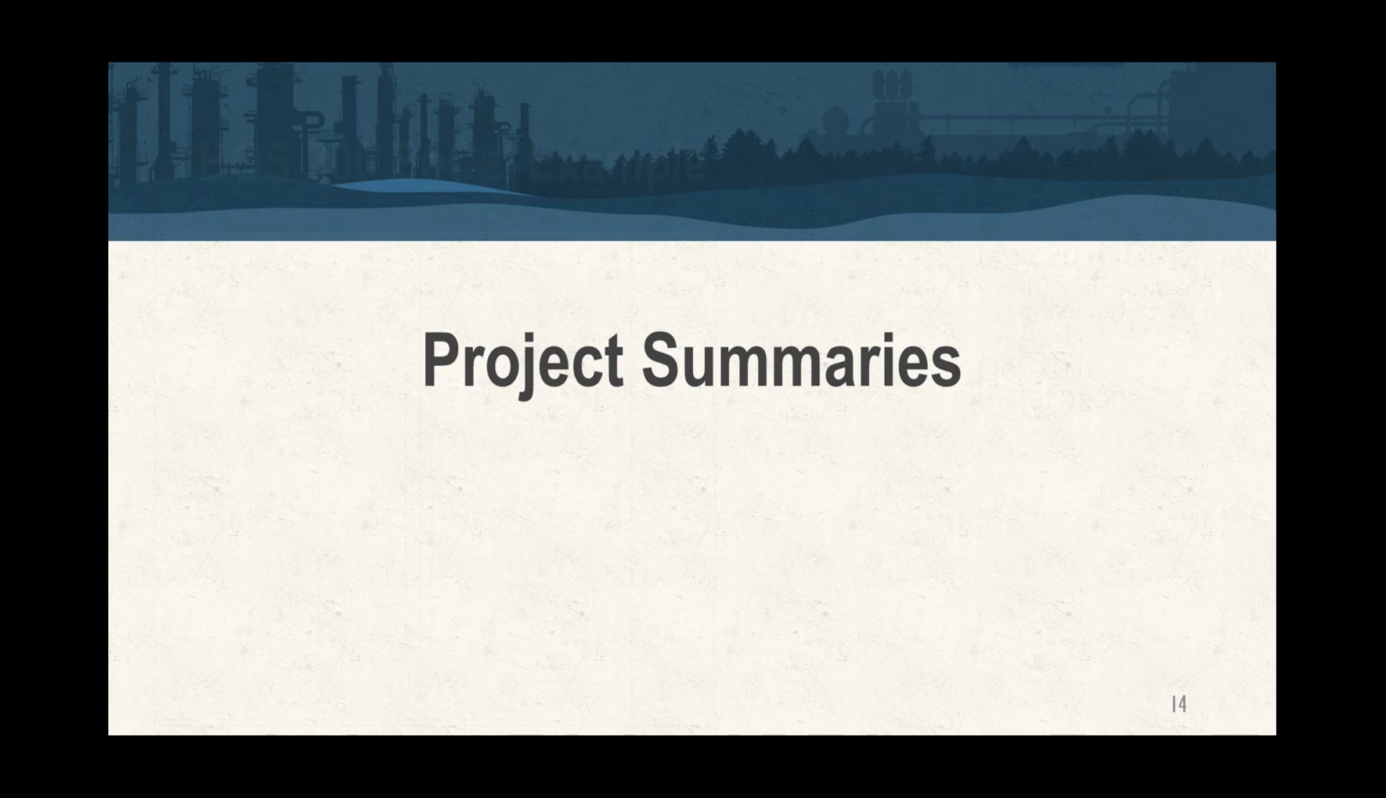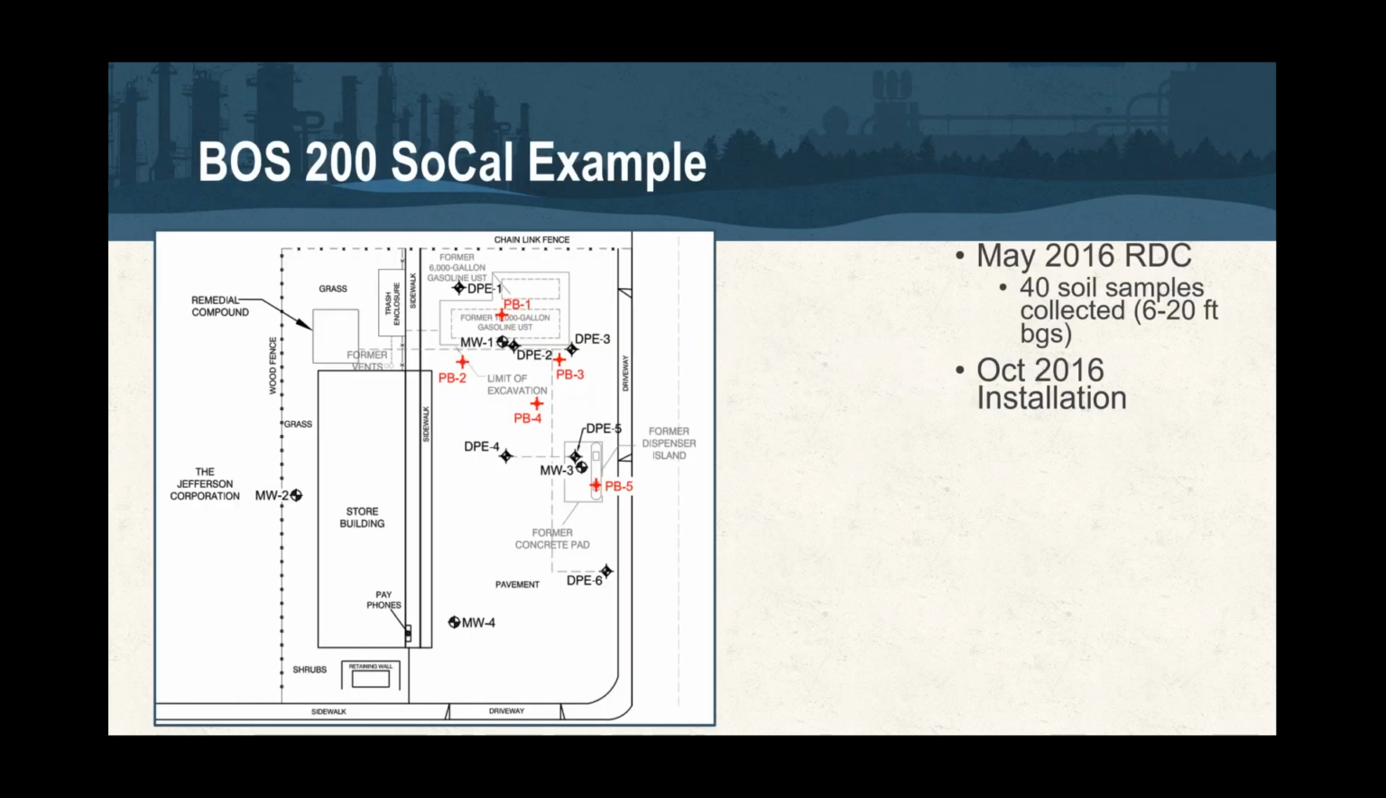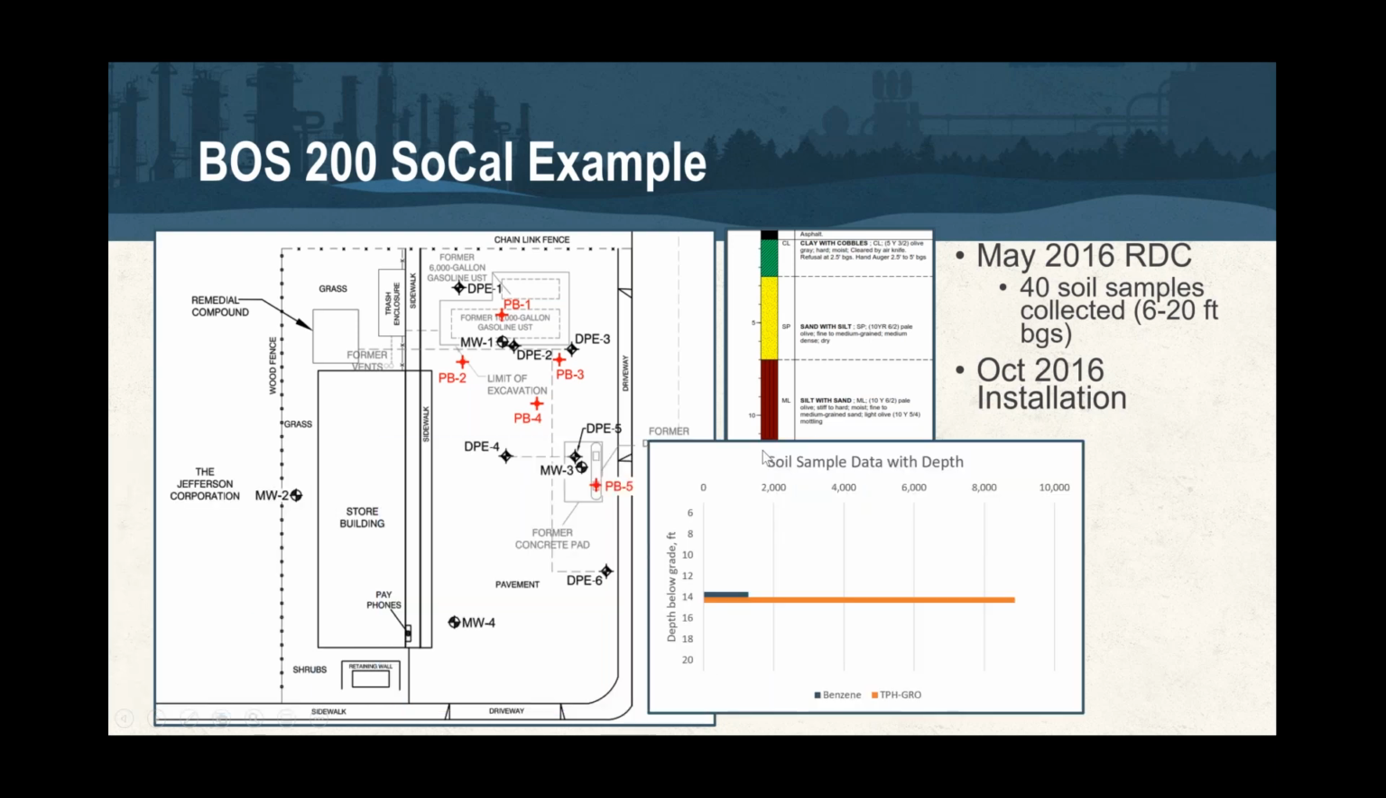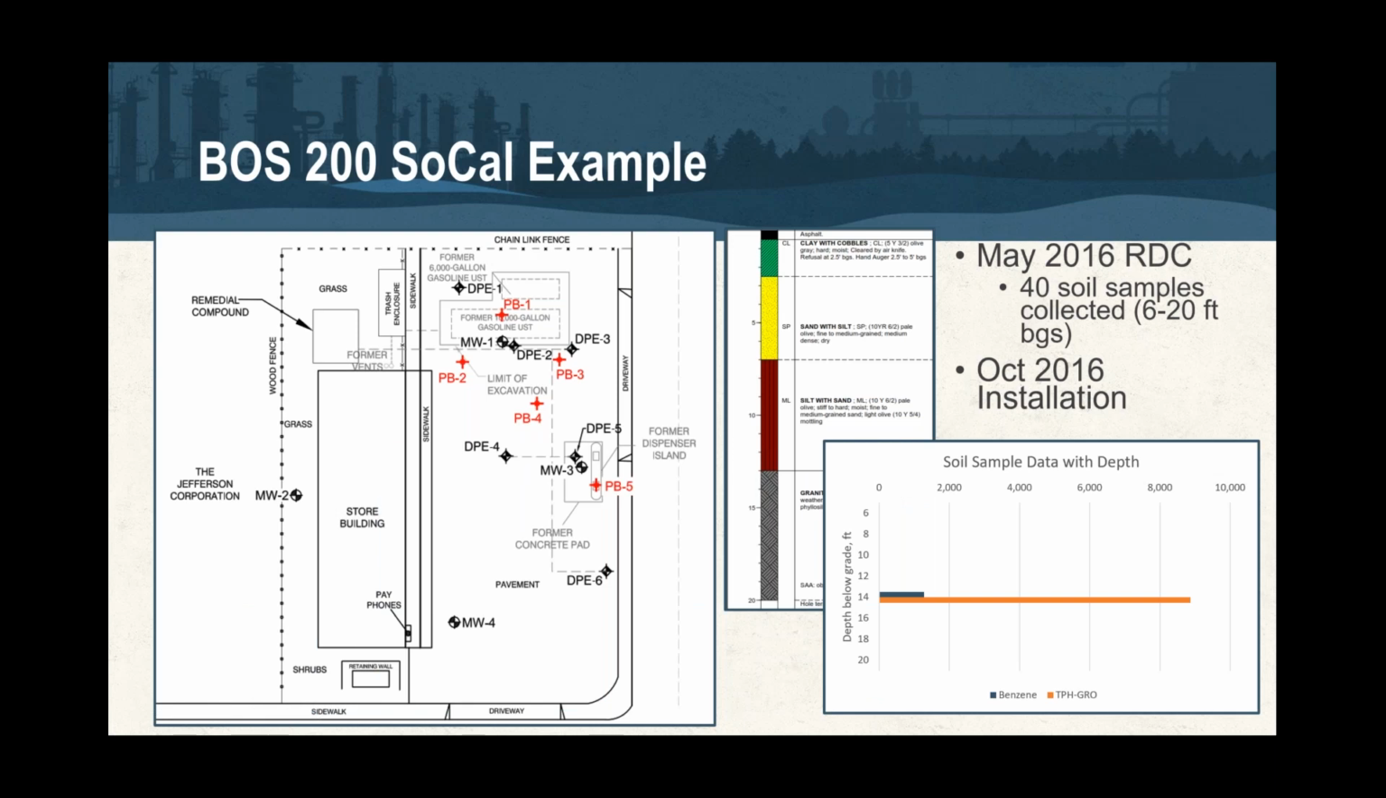Okay, so this is a small gas station. We did 5 RDC soil borings. You can see that in May 2016, we collected 40 soil samples from 6 to 20 feet BGS, and then we came out a few months later to do the installation. So here's the log for PB1. You can see we've got this sandy silt on top of this highly decomposed granite, and so we had theorized that most of the mass is probably sitting at this change in lithology.